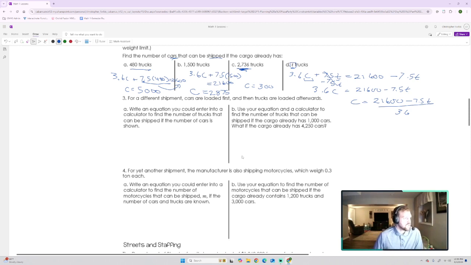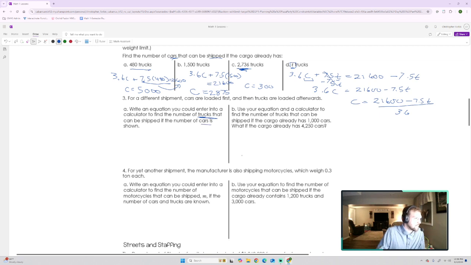For a different shipment, cars are loaded first, and then trucks are loaded afterwards. So we're reversing what we did in number 2. It says write an equation you could enter into a calculator to find the number of trucks that can be shipped if the number of cars is shown.